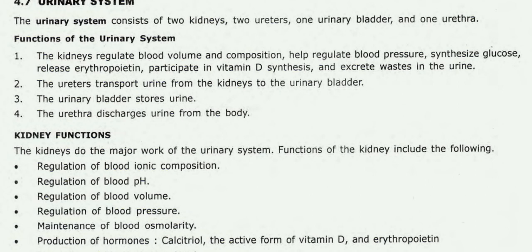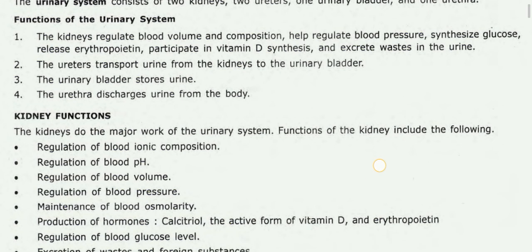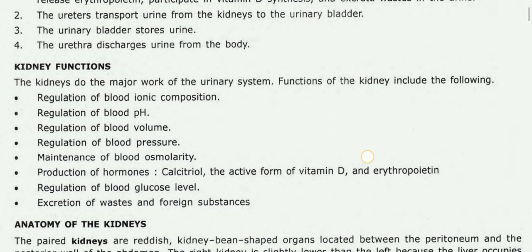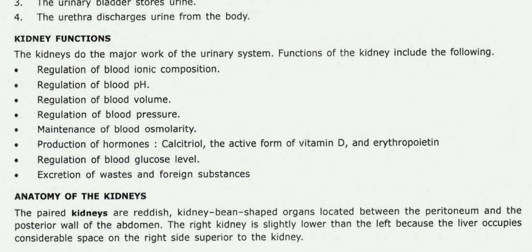The ureters transport urine from the kidneys to the urinary bladder. The urinary bladder stores urine. The urethra discharges urine from the body. And along with that, kidney functions. The kidneys do the major work of the urinary system.